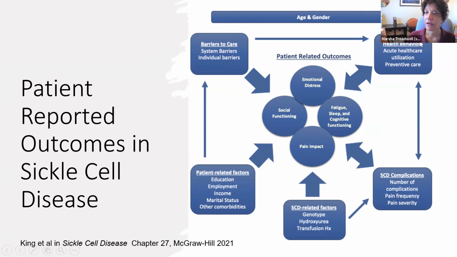So again, we're looking at how health behaviors impact patient-reported outcomes and vice versa, sickle cell-related complications, particularly pain, sickle cell disease-related factors such as treatments. And this should really be disease-modifying therapies, not just hydroxyurea, but that's what's been most studied. These other factors, social determinants of health, such as education, employment, income, and then finally barriers to care. So there can be barriers related to the system of care that a person is in, or individual barriers that impact their ability to access healthcare.